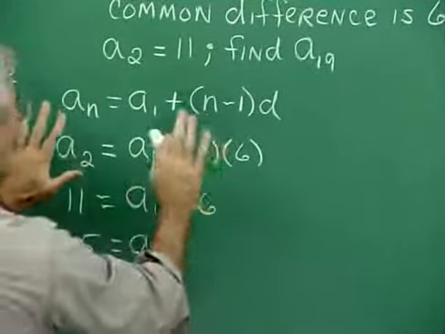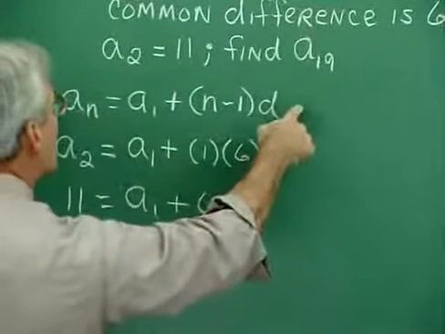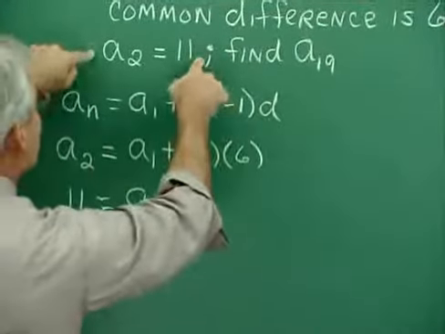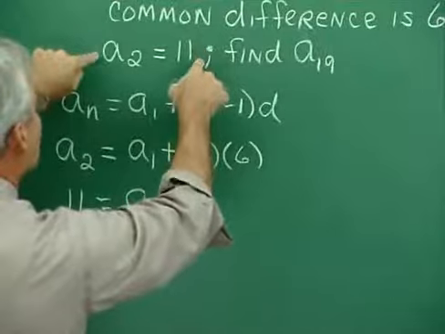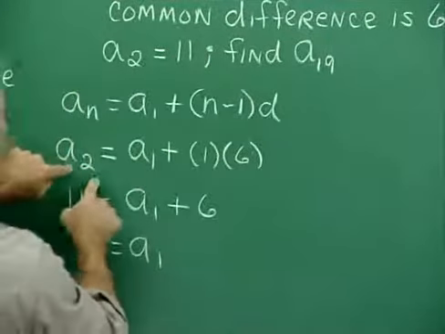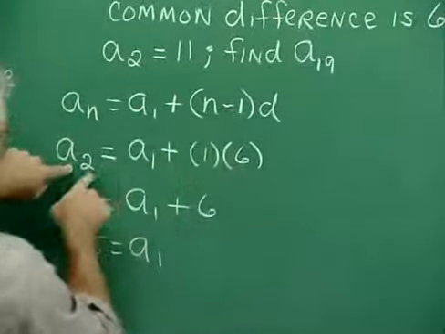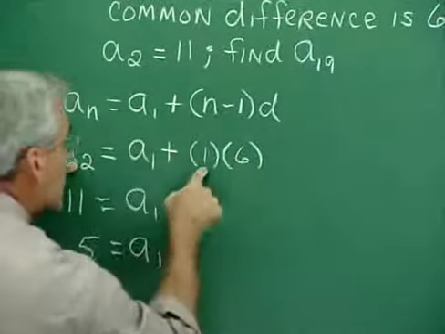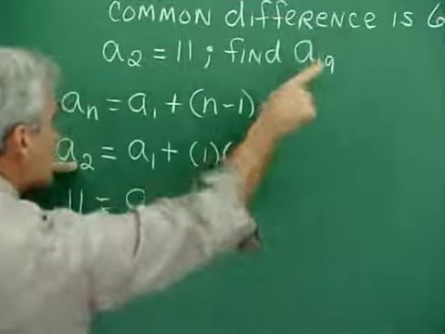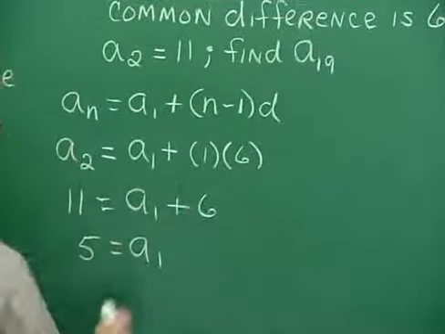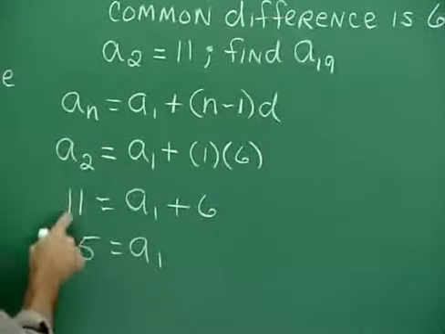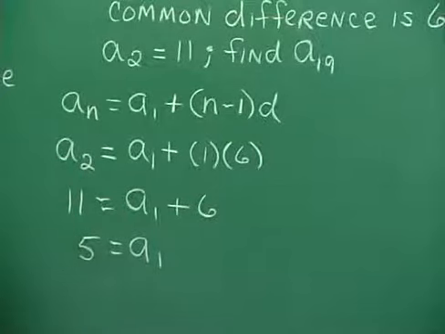Now, again, notice what we did. We took the very general model, and we put in the information that a sub 2 is equal to 11. A sub 2 is equal to a sub 1 plus n minus 1, and n minus 1 is 2 minus 1 to give 1. Then the common difference was given as 6, and away we go to find the value of a sub 1. We had to make that substitution for 11 here, don't forget.